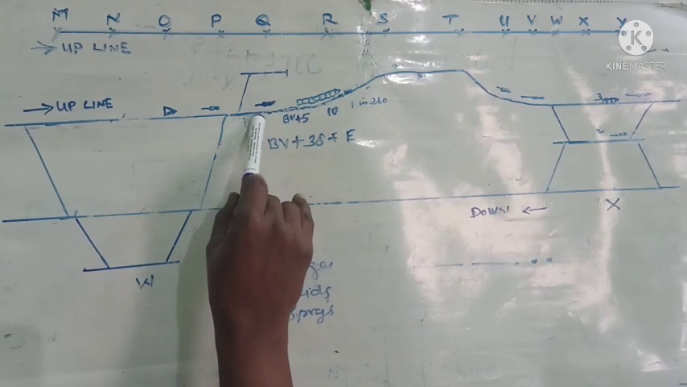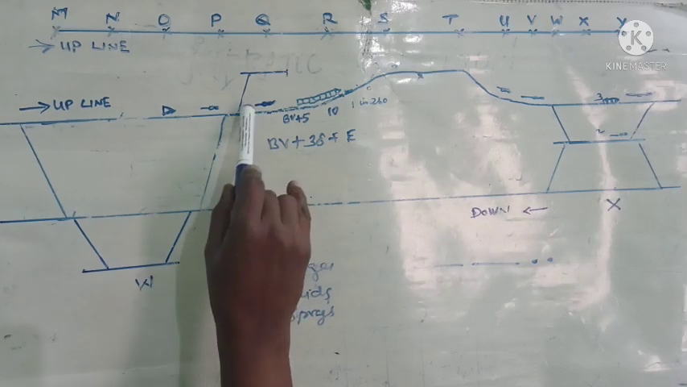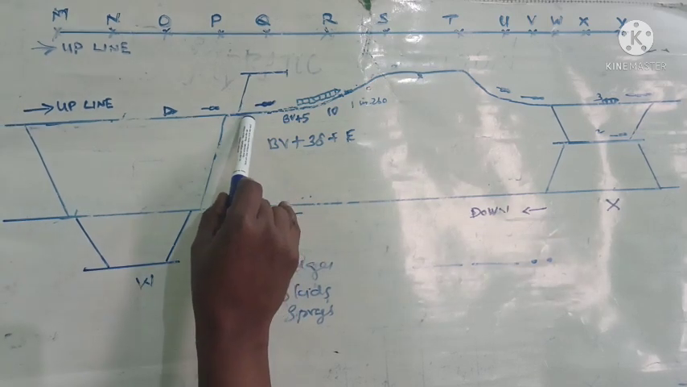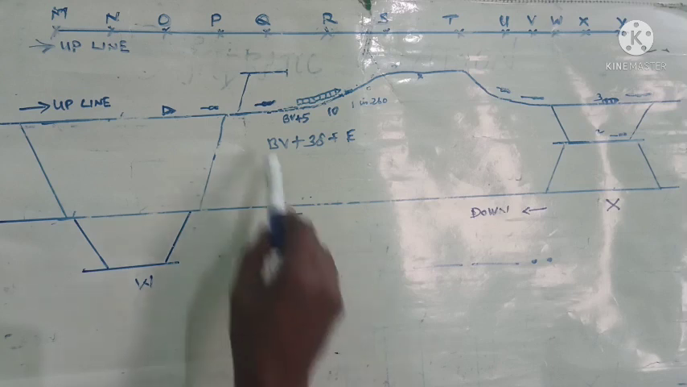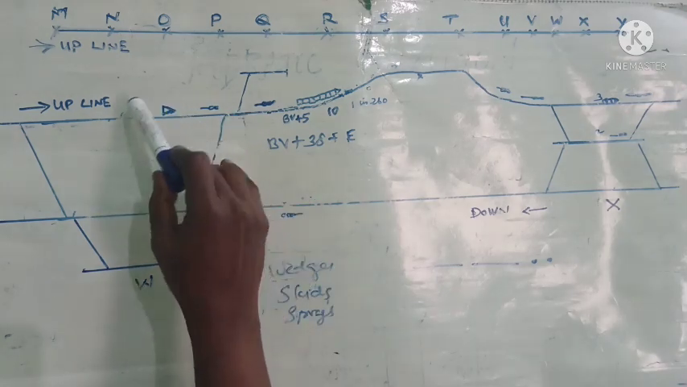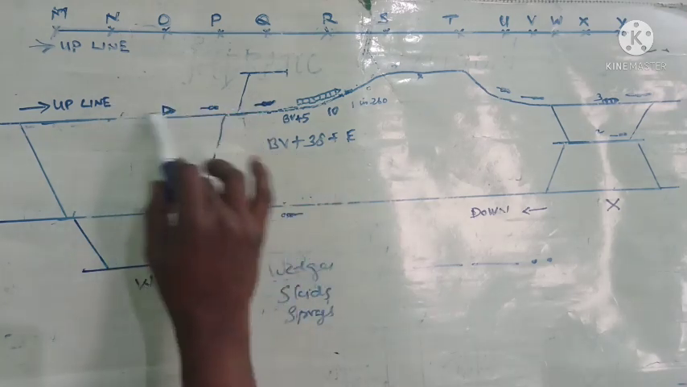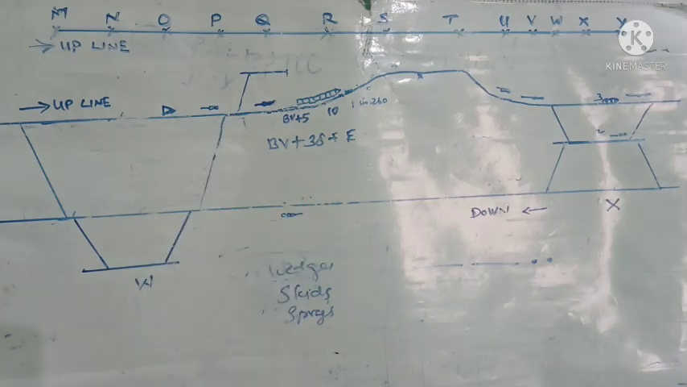he will place three detonators 10 meters apart and will stand 45 meters away, showing a hand danger signal towards any engine or any vehicle coming from this direction. So this is how the goods train will be protected in the mid-section.